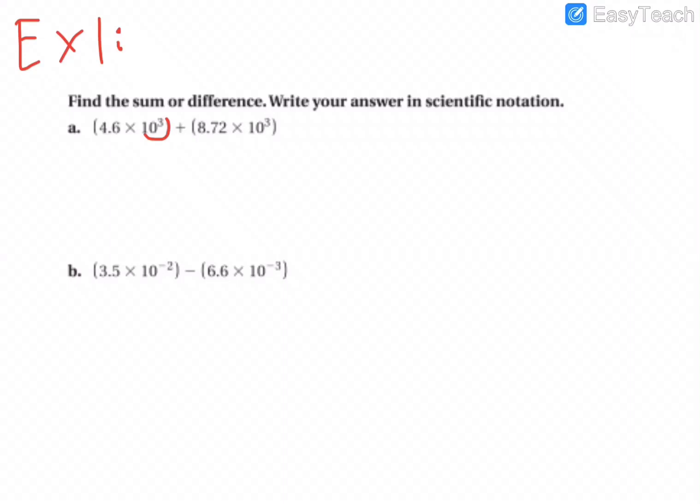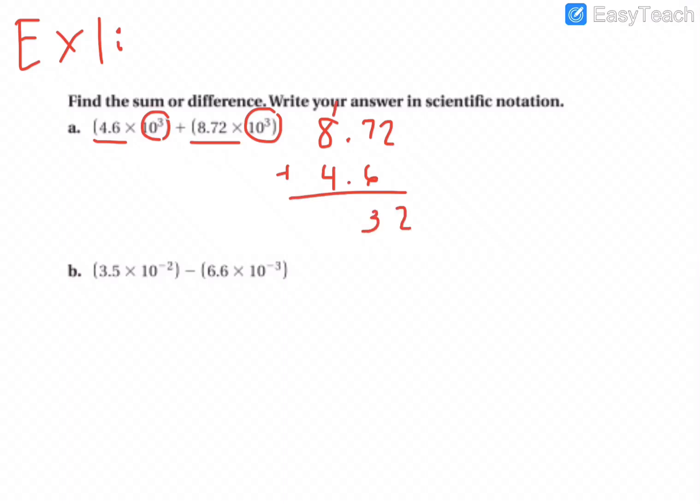1a, you see that we have 10 to the third here and also here. So this one's pretty straightforward. All you have to do is add the decimal values that you have there. So 8 and 72 hundredths with 4 and 6 tenths. And you get 13 and 32 hundredths. But the problem with that is it's not scientific notation.